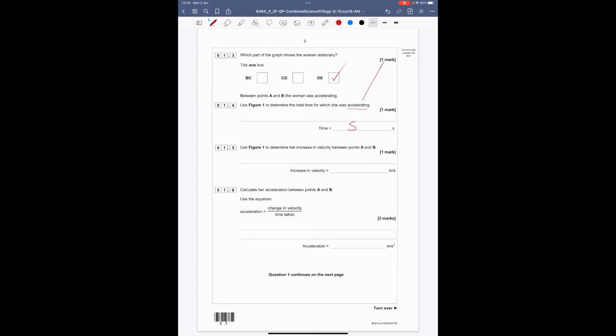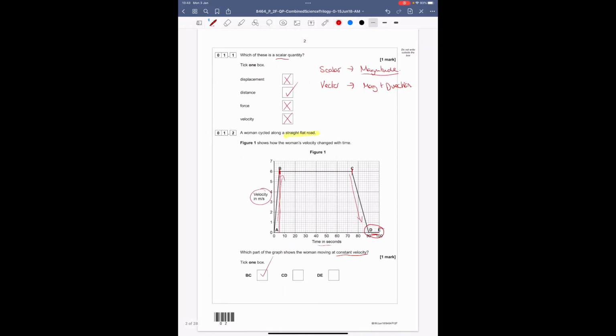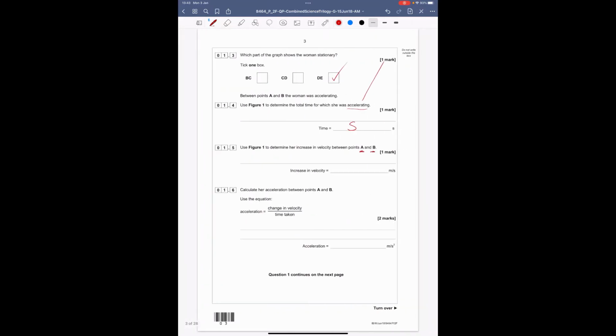Again, use figure 1 to determine her increase in velocity between points A and B. So we go back to the graph. At A, she started at 0, and at B, she reached 6. So she's gone from 0 to 6, so therefore her change in velocity is 6.